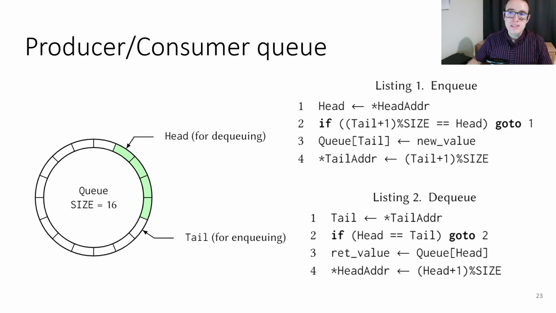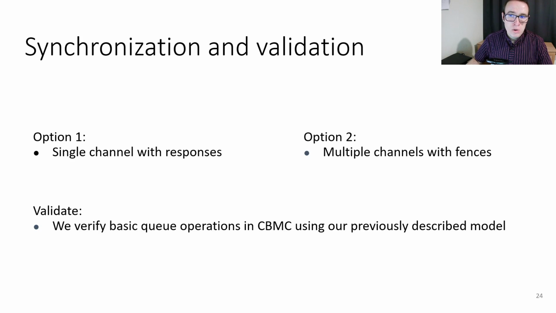Now that we have a model of our system, we want to see how this model affects actual applications. We noticed in the literature that for some applications, it is common for the CPU to communicate with the FPGA via a producer-consumer queue. Therefore, we implement such queues, one from the FPGA to the CPU and another from the CPU to the FPGA. Using our model, we can see that there are two ways to implement such queues. The first option is using a single channel and waiting for responses, and the second option is using multiple channels and inserting fences at the correct spots. We verify the basic queue operations in CBMC using our previously described model.